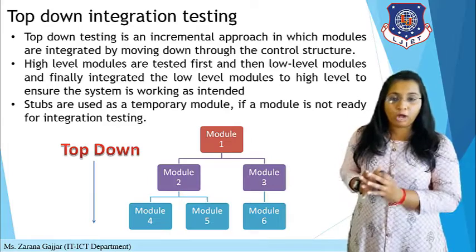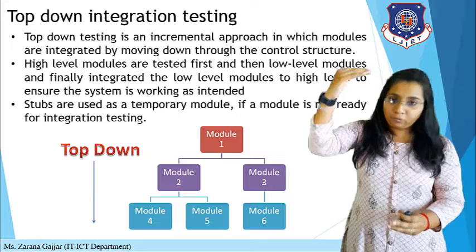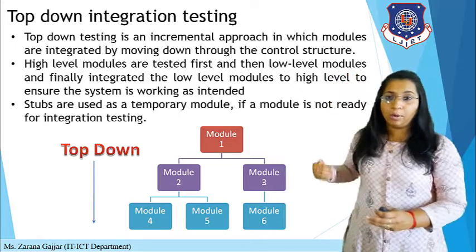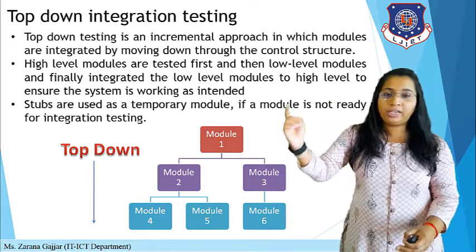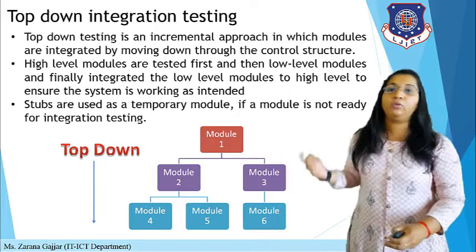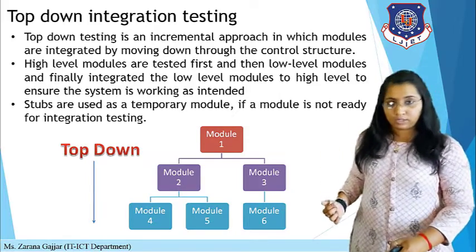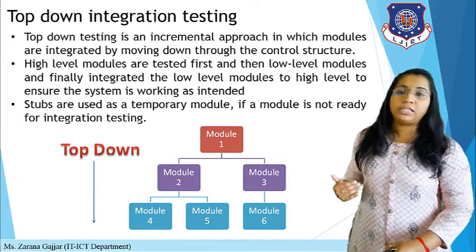So here in the top-down approach, you are incrementally checking, starting from the main program to the sub programs. High level modules are tested first. That means module 1 is tested first, then you check module 2, then 4 and 5, then after that 3 and then 6. This is how the top-down approach works.